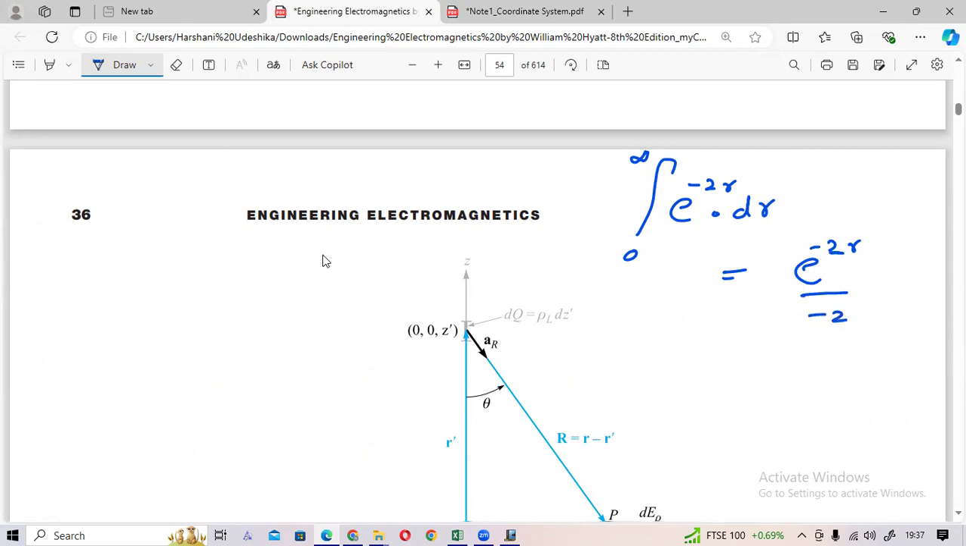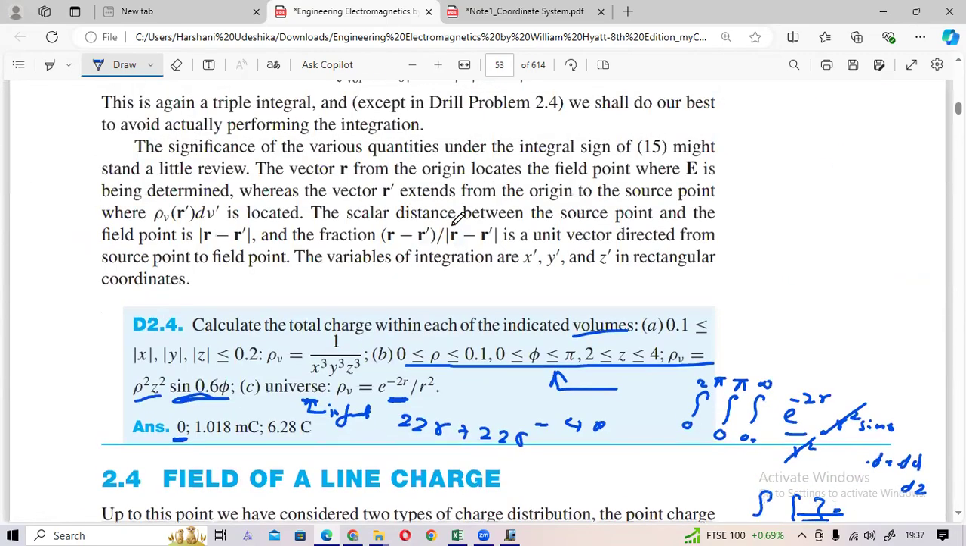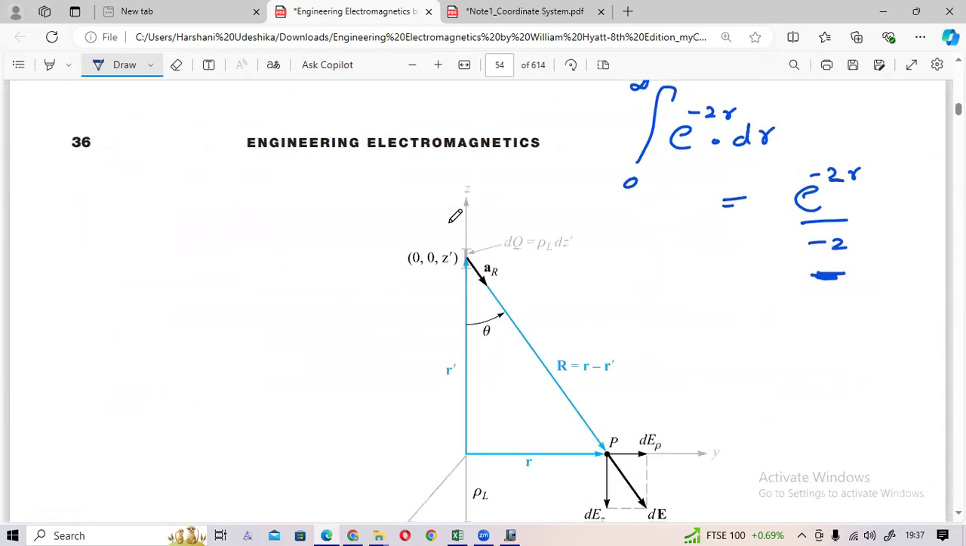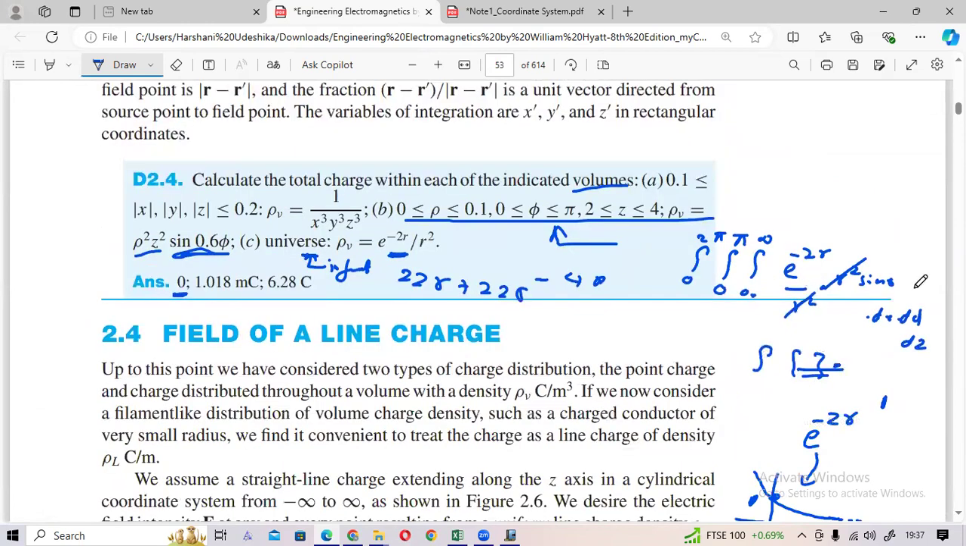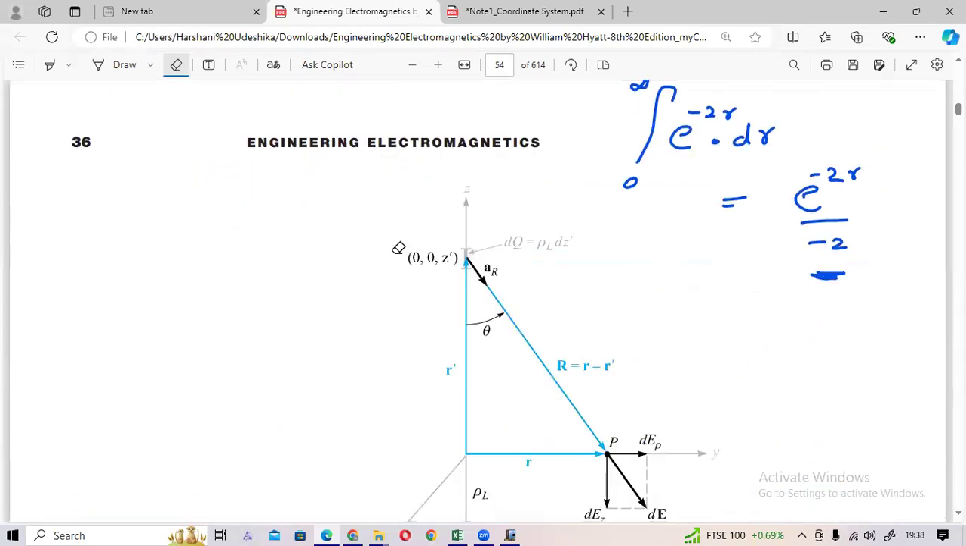Why this minus 2? I am not sure about this minus 2, because if we have a minus value, maybe from others that minus may be cancelled. So I think it is better if we have plus here. No, if it is plus, it will not be a constant, finite value. Anyway, it should be minus. So minus 2.